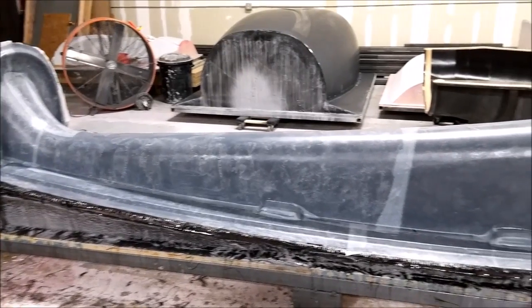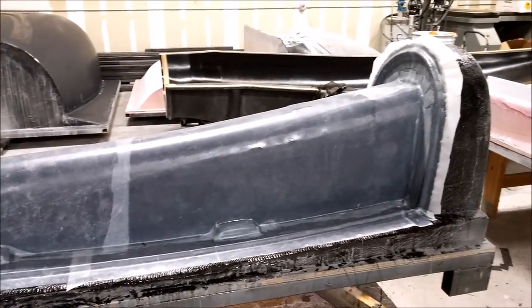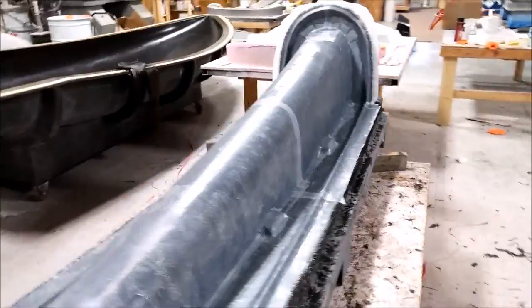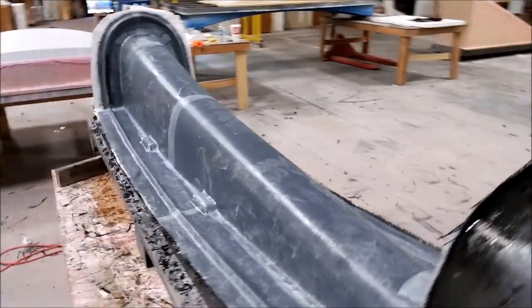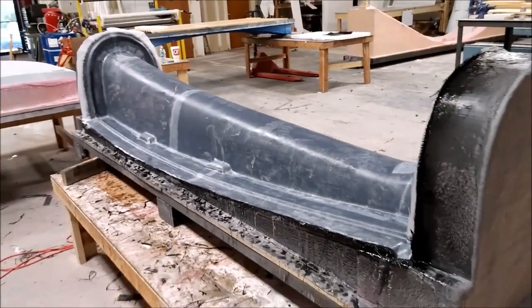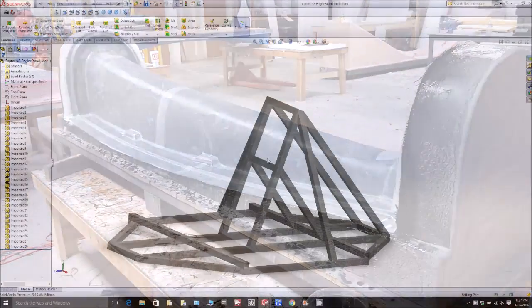And this is at the end of the day. After putting on the black coat, we put on a single layer of glass, and then two layers of light carbon fiber, and then peel ply. Tomorrow we'll be peeling off the peel ply and putting four or five layers of heavy glass, or heavy carbon, on there.